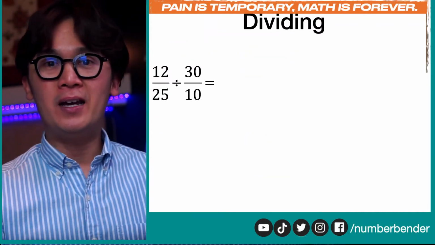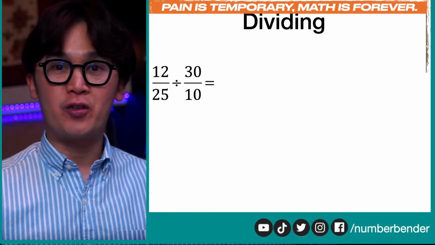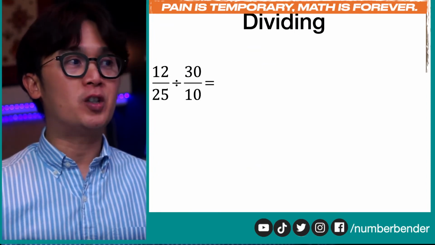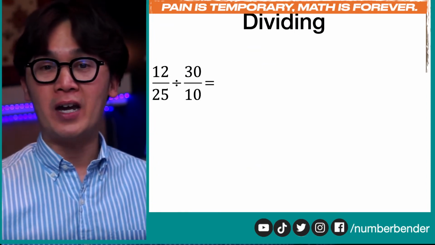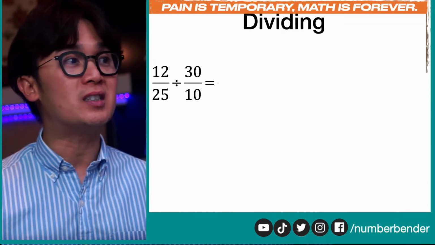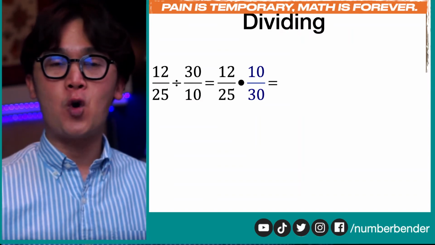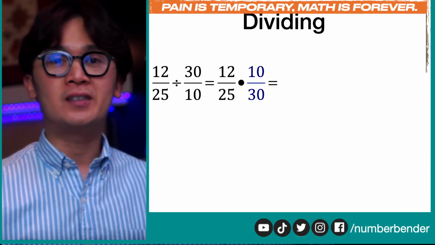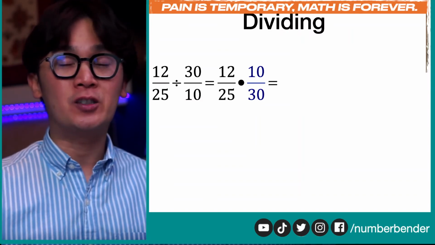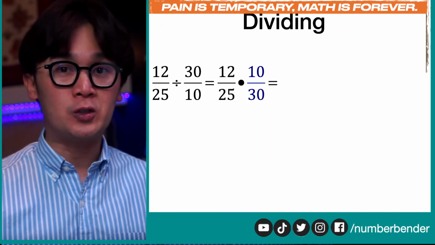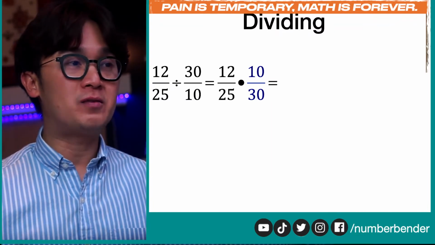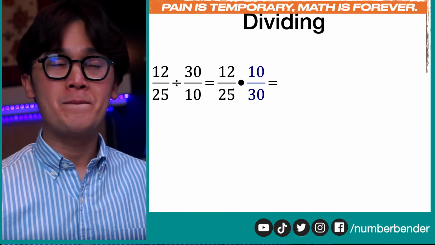So next problem, let's divide 12 over 25 and 30 over 10. So we will copy the first fraction, 12 over 25, divided by the reciprocal of 30 over 10, which is 10 over 30. And we can break this apart. 12 is 4 and 3, which is 2, 2, and 3. 25 is 5, 5. 10 is 2 and 5.